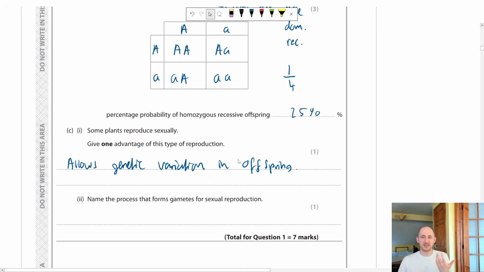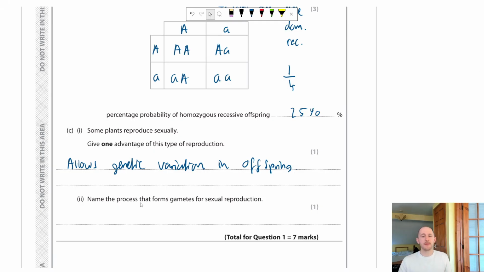And that's the big issue with things like viruses and bacteria, right? Is that we can take a medicine and kill basically all of the viruses or bacteria in our body, within reason anyway. However, when you have genetic variation, you are far more likely to have individuals survive a new selection pressure, whether it be a disease, a change in environment, whatever it may be. So this right here, genetic variation, allows for evolution, natural selection, all of those things as well. But just saying allows genetic variation in offspring gets you the mark.